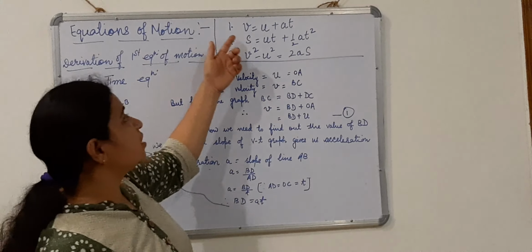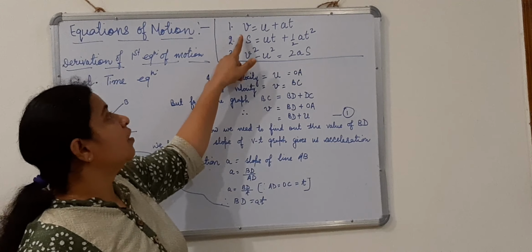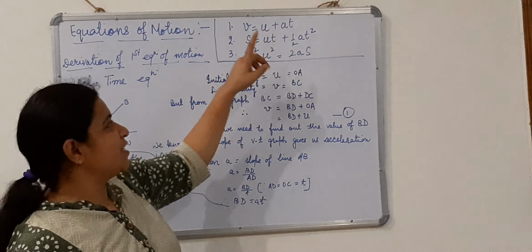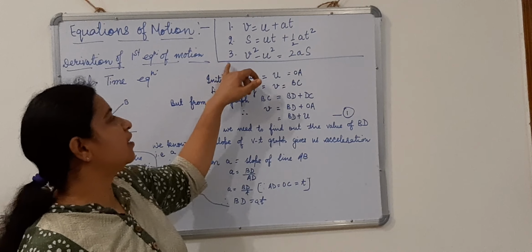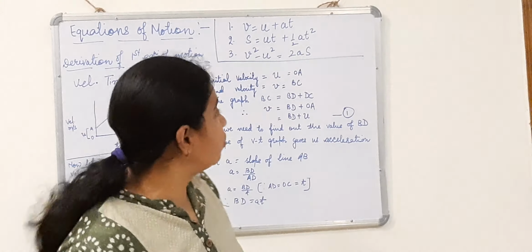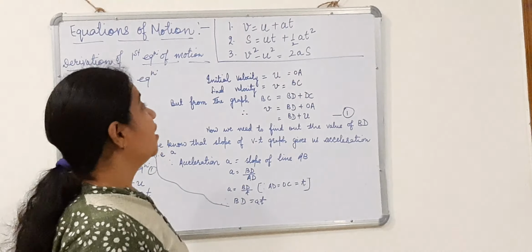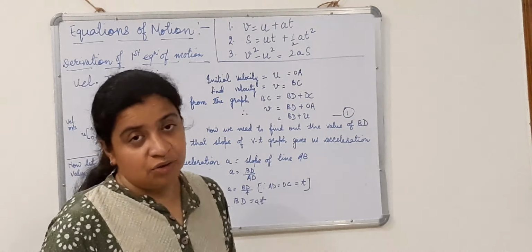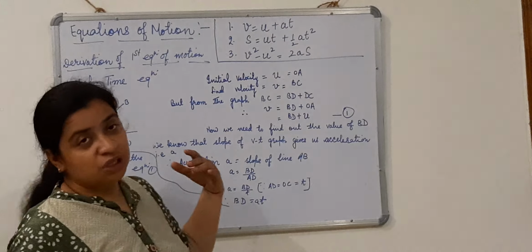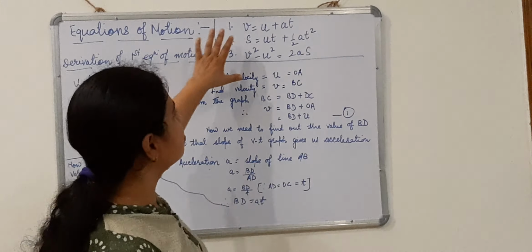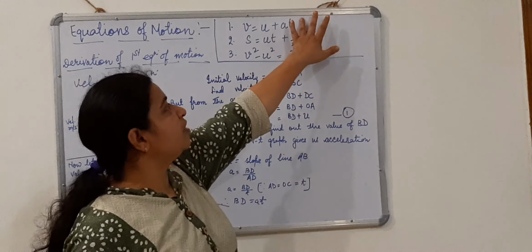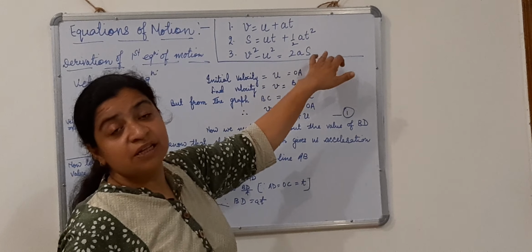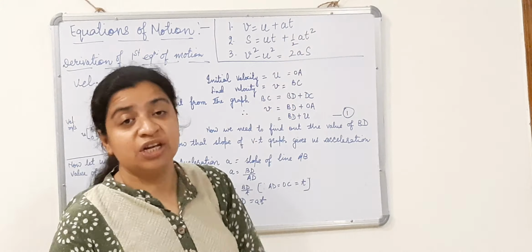Now the first equation of motion is v is equal to u plus at. Second, s is equal to ut plus half of at square. And third equation is v square minus u square is equal to 2as. Here children, you do not know much about these equations of motion. Let me make it very clear. These symbols you have to write as they are. This only will be the first, this will be the second, and this will be the third equation of motion. You cannot change them.